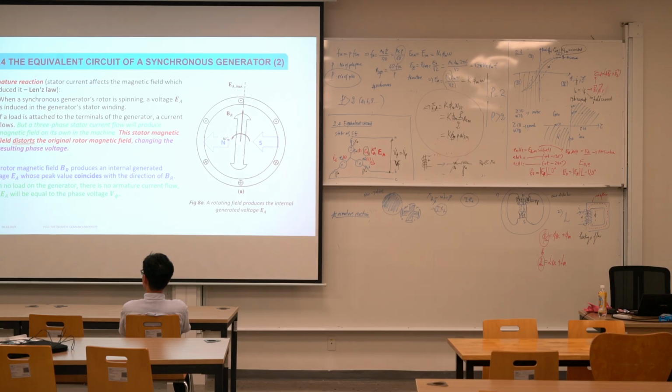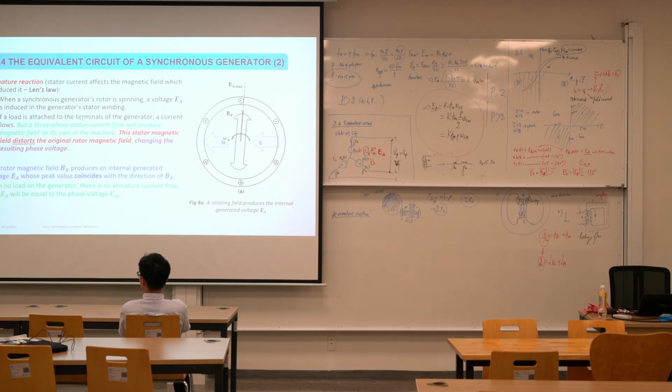Okay, IB and IC, you know. So IR generates VR. So now we have IS generates VS. And if we consider Lenz law, they interact with each other, right? We say armature reactance.